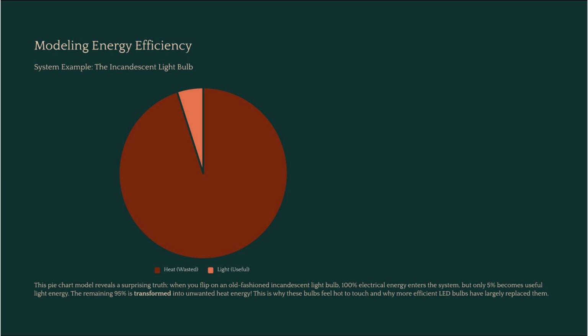But the other arrow, representing heat energy, will be huge and thick, showing the 95% of energy that was transformed into a wasted form. The model instantly shows how inefficient the system is.